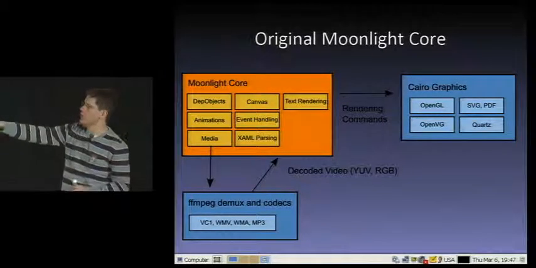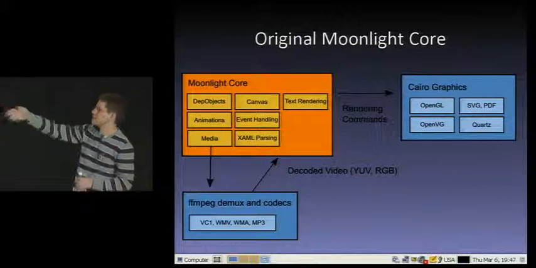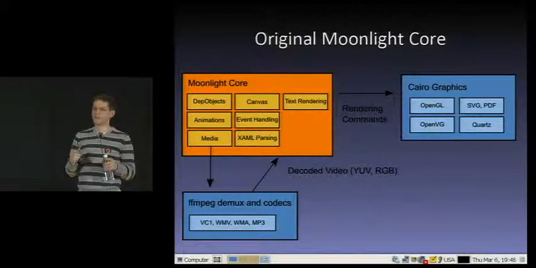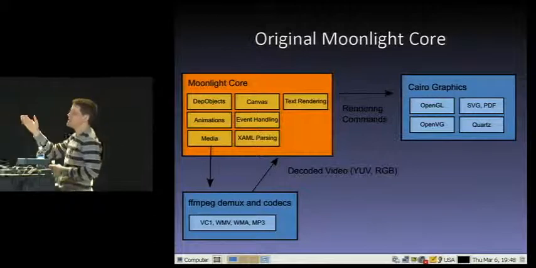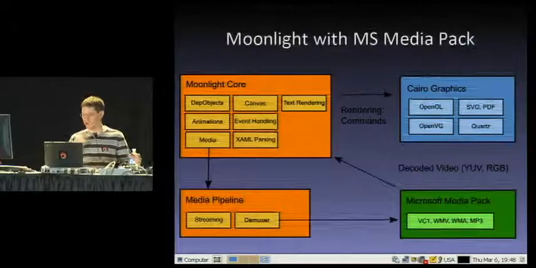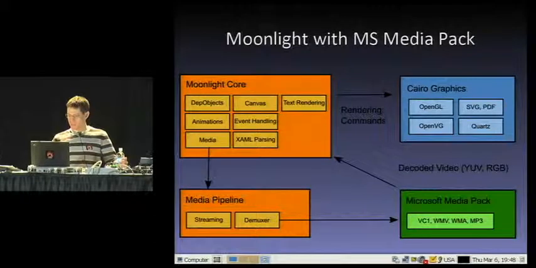And also all the codecs, all the stuff that is patented, VC1, WMA, MP3, it all comes from FFmpeg. Now, obviously we can't ship that stuff. That would be illegal for us to do. So what the hell is going on here?